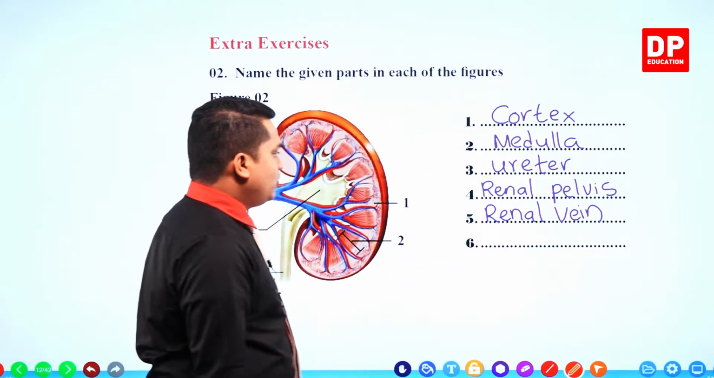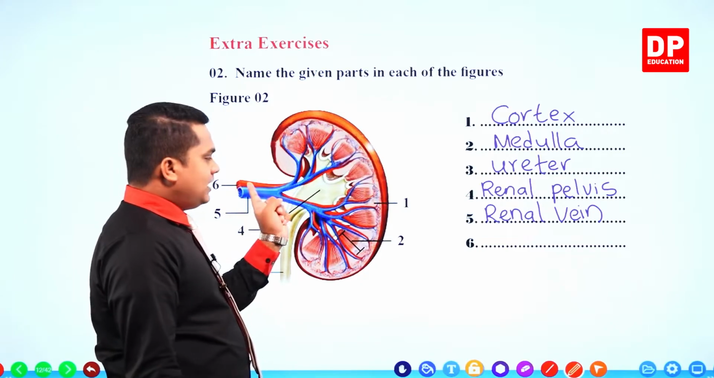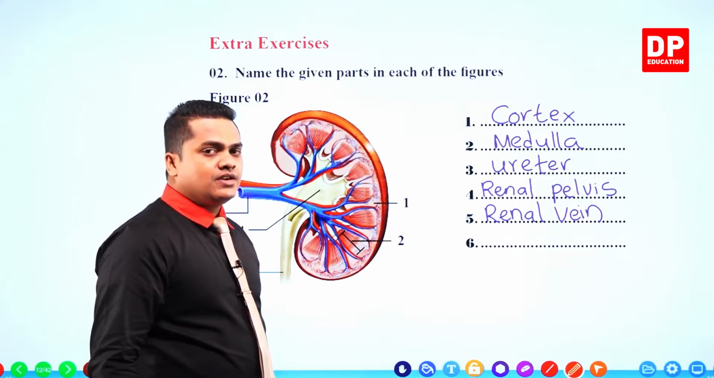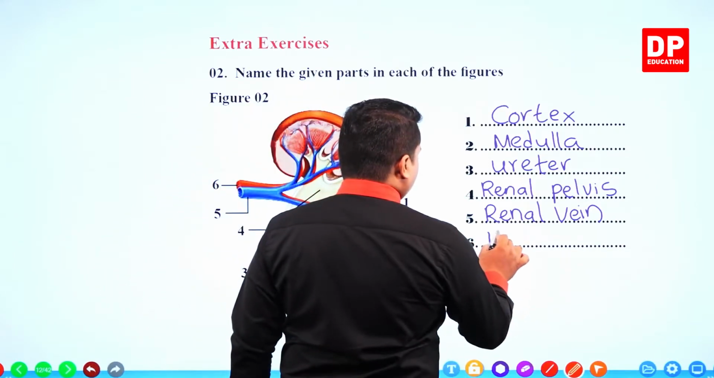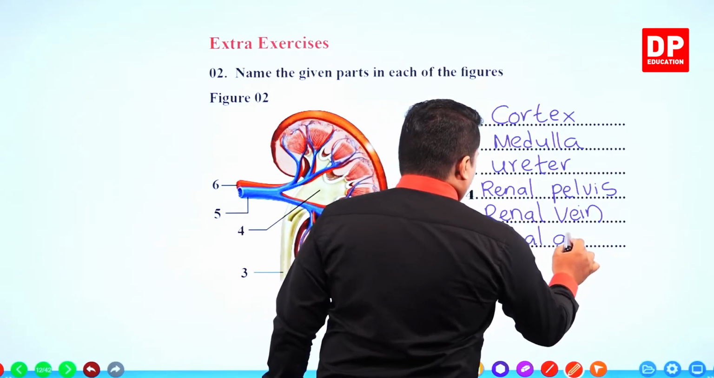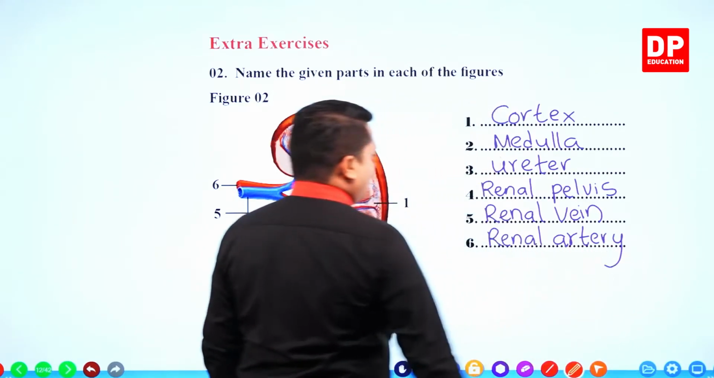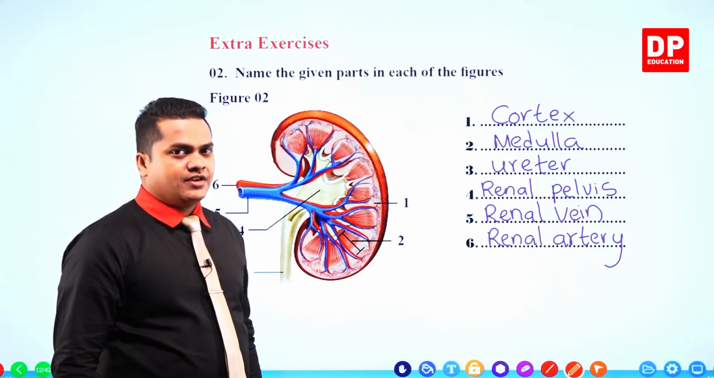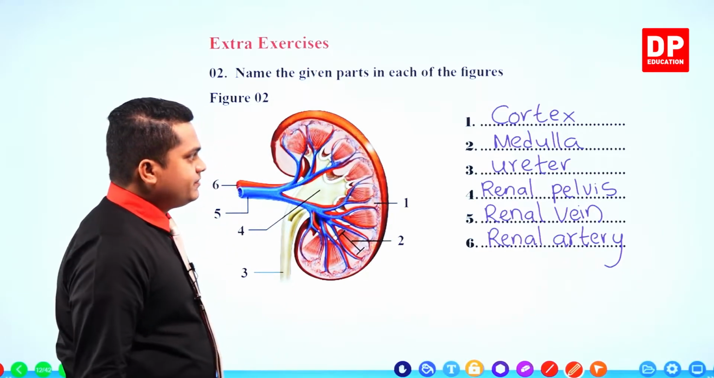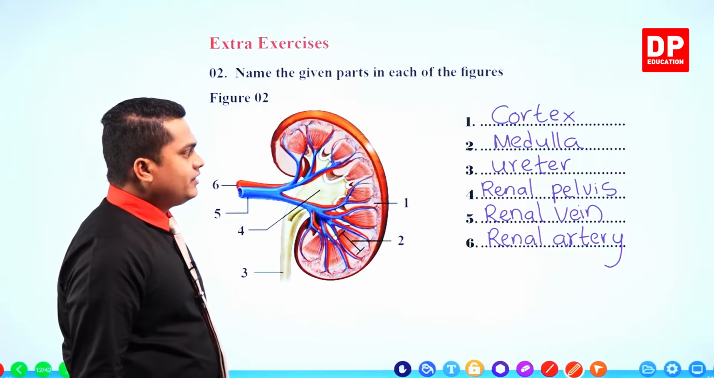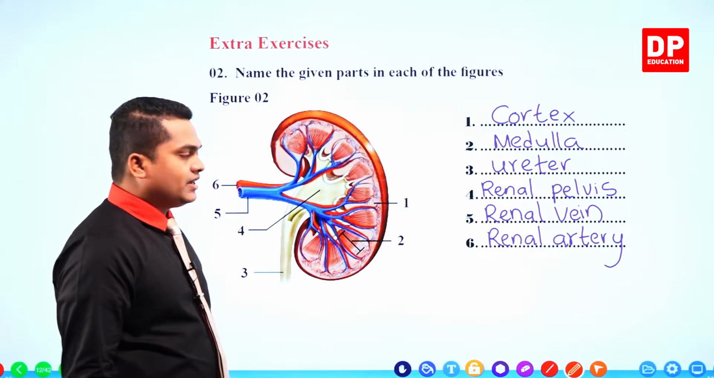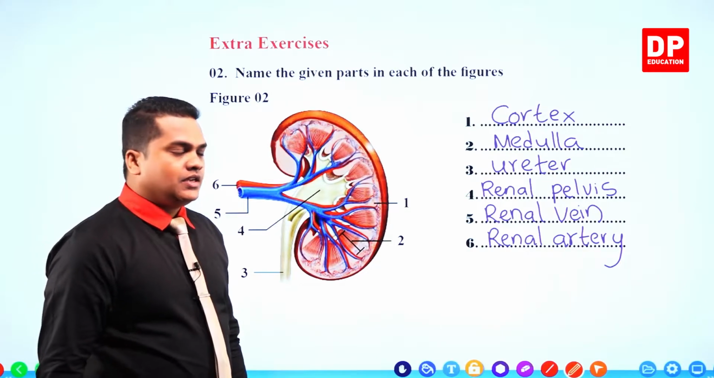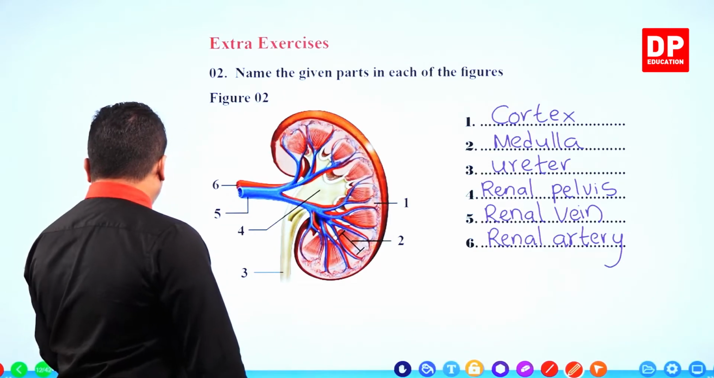If the blue color one is the renal vein, the red color one is the one which is going to carry blood towards the kidney. So it's the renal artery. So this is the second figure, my dear children. Cortex, medulla, ureter, number 4 renal pelvis, number 5 renal vein, number 6 the renal artery. Okay, so let's move on with the third figure.